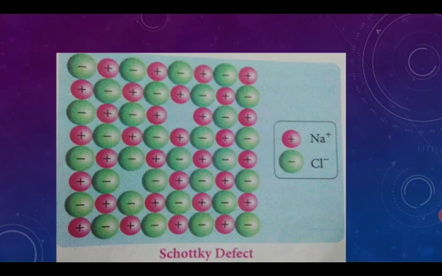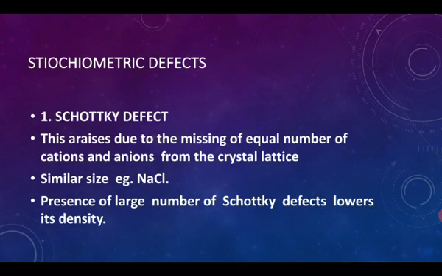In this crystal, if you see in that crystal lattice, there are 2 vacancies where one Na plus is missing, and in another place Cl minus is missing. That is, one cation and another anion are missing. Let us see the points in this Schottky defect. This arises due to the missing of equal number of cations and anions from the crystal lattice. Both the anions and cations are similar in size. The example given here is NaCl.